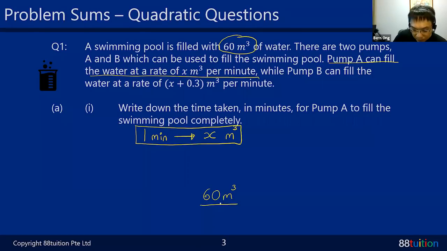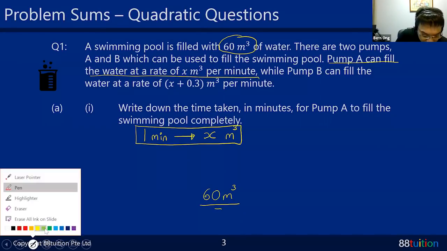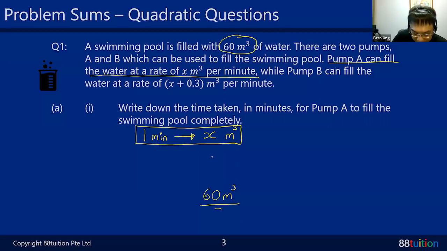And 60 is what the question wants. So at least it gives me a direction. Okay, from X, how do I get to 60? Can you see now? So from X, I like to go and find out what is 1 cubic meter first. Here, always look for the 1. So from X, how to get to 1?